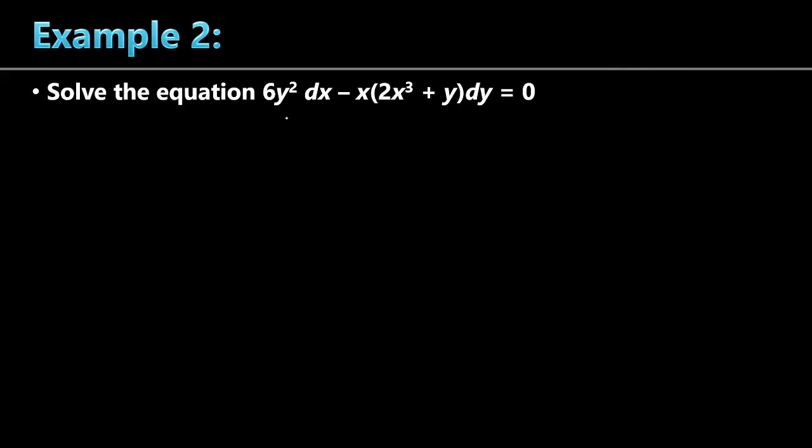Solve the equation 6y squared dx minus x times 2x cubed plus y dy equals 0. Kung napansin natin, itong equation na ito ay nasa differential form, di ba? Pero kung isosolve natin ang equation na ito as a Bernoulli differential equation, dapat magkaroon tayo ng derivative. Since meron tayong dx at dy, dalawa ang posibleng derivative na makuha natin. It could be dy over dx, kung saan sanay tayo, or it could be the other way around, dx over dy. Sir, paano ko malalaman kung dy over dx or dx over dy ang aking gagamitin?